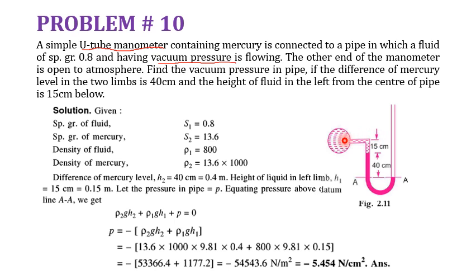They have given that from the center of the pipe, the liquid level is 15 centimeter and the difference level of mercury in two limbs is 40 centimeter. The only thing to be considered is whether this 40 centimeter difference will be in the left limb or the right limb. What I want to say is, would the mercury level be higher in the left limb or in the right limb. As they have given that vacuum pressure is flowing, it is better to assume that this difference will be in the left limb.